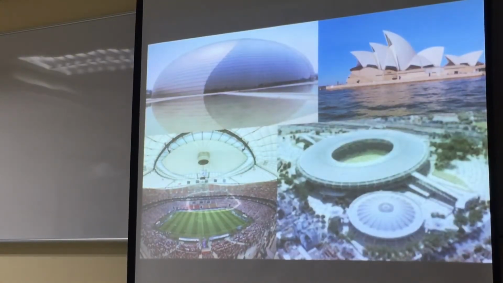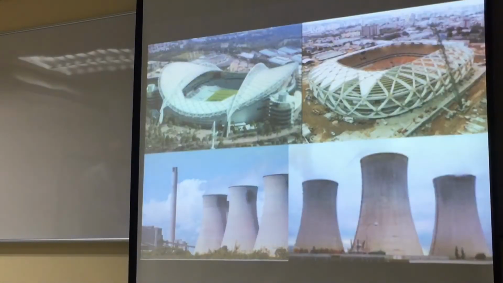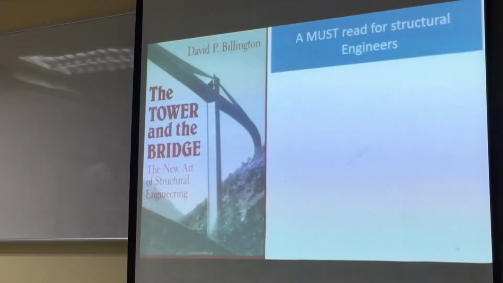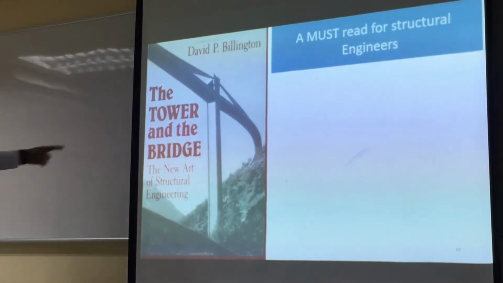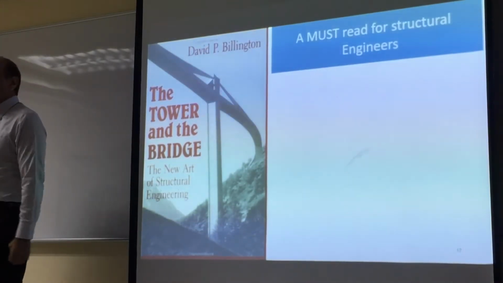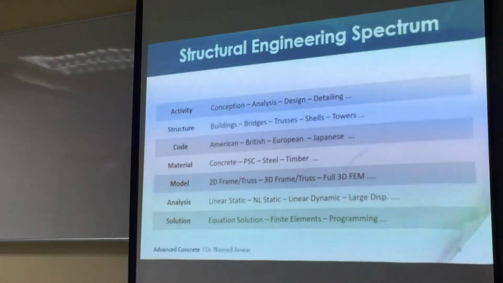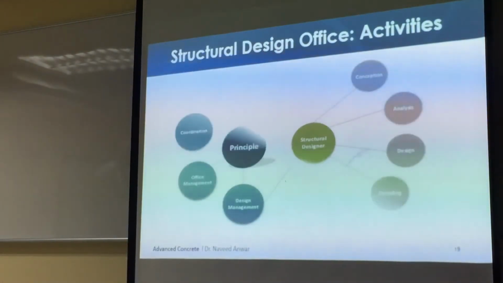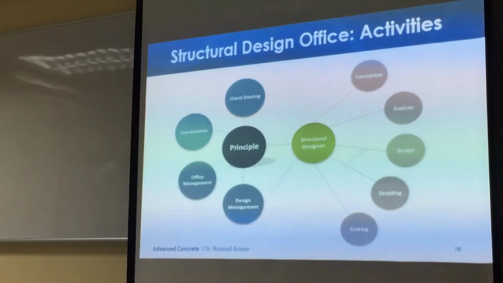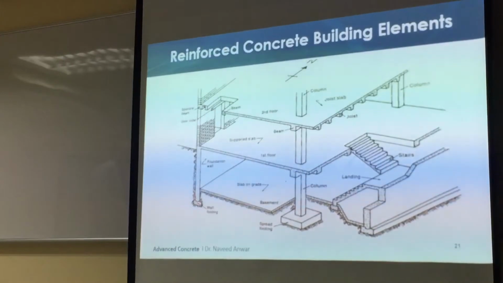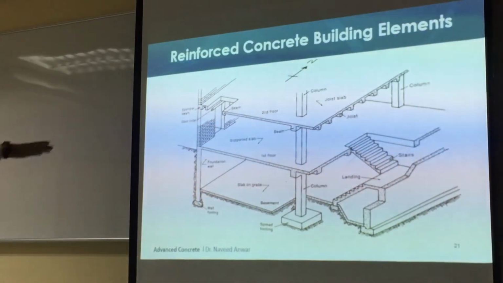Then we were talking about sports arenas, and everything structural engineers do: nuclear power plants, electrical transmission towers. Please note down, new people, this book everybody should read, The Tower and the Bridge. This book is very important. If you want to be a structural engineer, you must read it. We also talked about what structural engineers do, the structural engineering profession, the different activities, the application of computers, and a typical building with its various components.